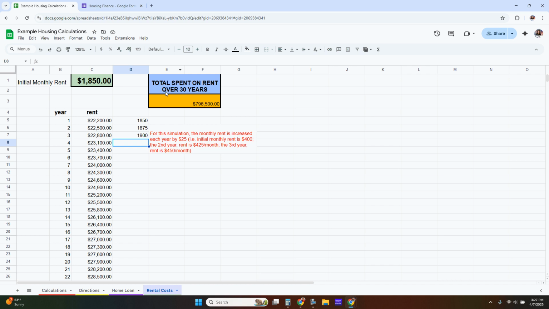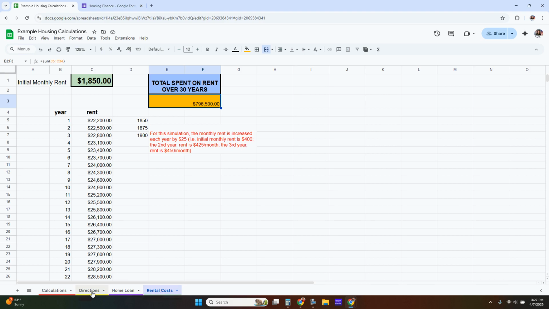Currently, what we're seeing on this spreadsheet is that my initial rent of $1,850, renting over the course of 30 years, would be a total of $796,500. So $796,500 for 30 years in rent.